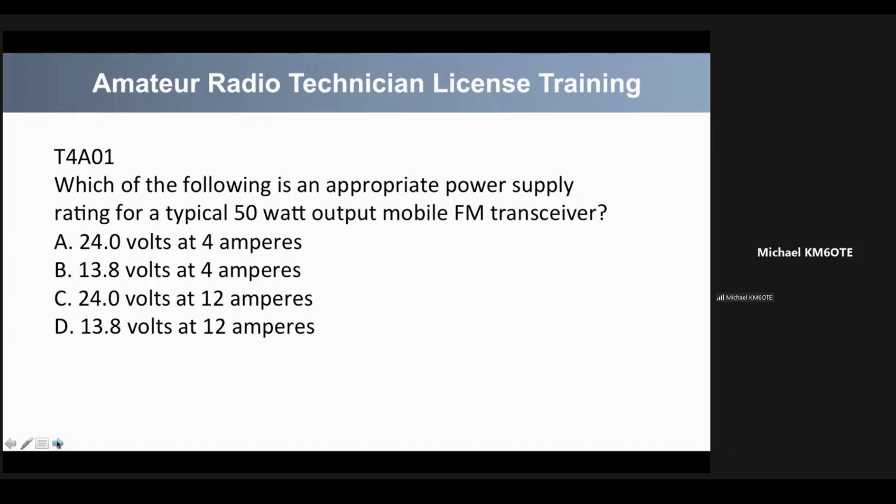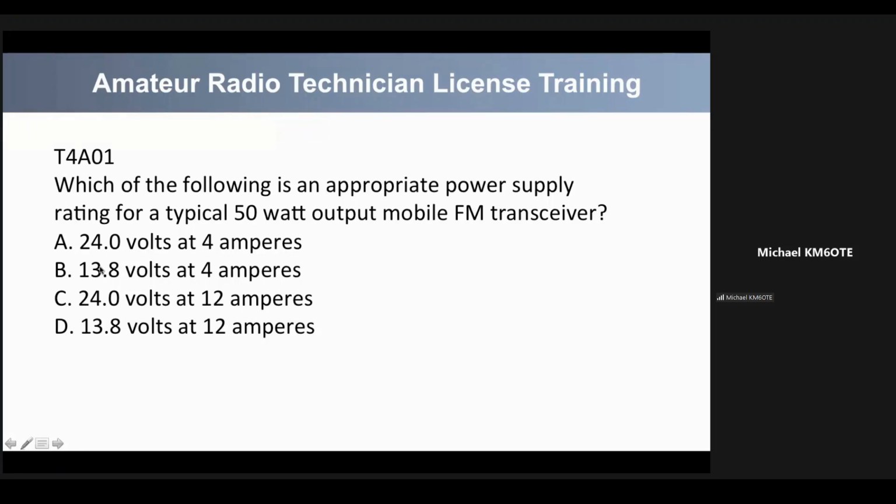So next question is, which of the following is an appropriate power supply for a 50 watt output mobile transceiver? So if it's mobile, well, first of all, we said all the transceivers are going to be 12 volts. So 24 volts and 24 volts, A and C can't be right. And you'll find that when you look at the specs, the range is from like 11.9 to 14 or some range like that. So 13.8 is basically a 12 volt supply.